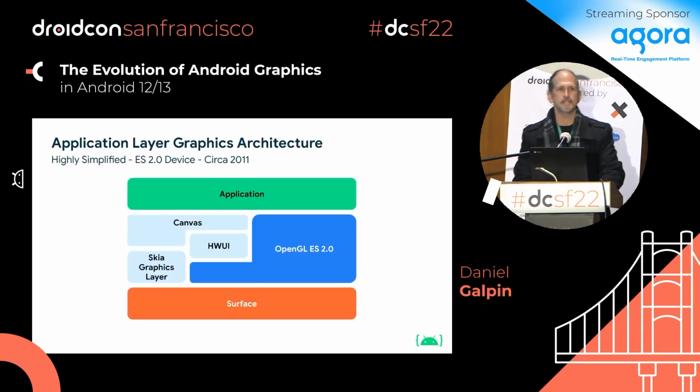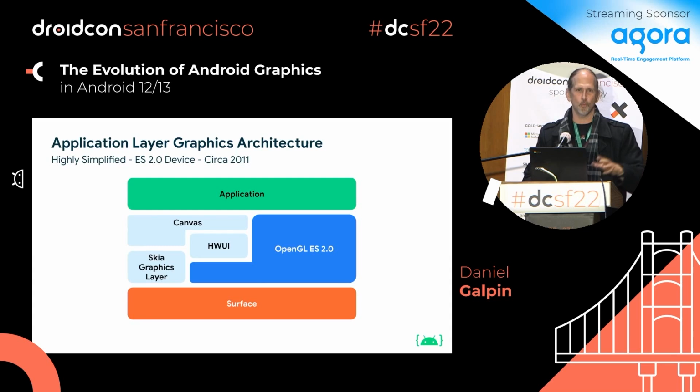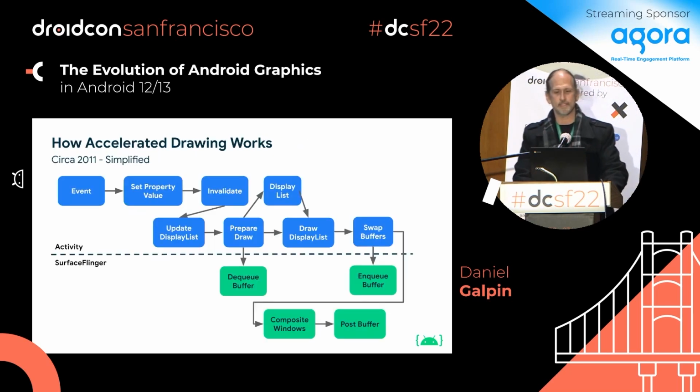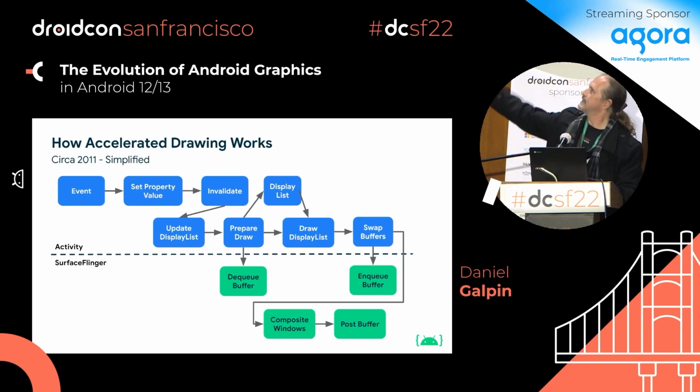So we created this thing called hardware UI, which was completely separate from Skia. And that hardware UI actually would go straight to OpenGL ES 2 or higher. And alternatively, you could still render to the Skia graphics layer. And it works approximately like this.